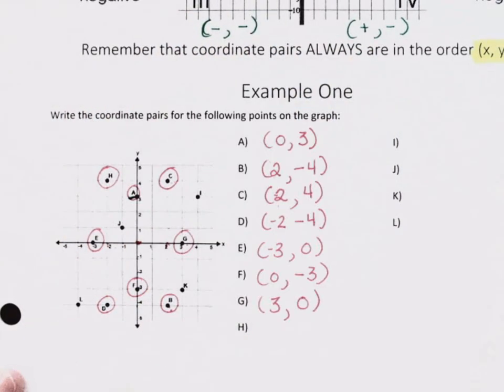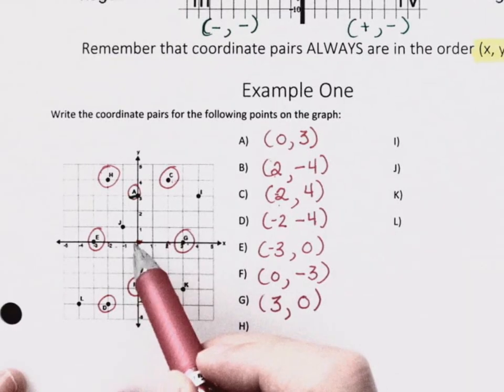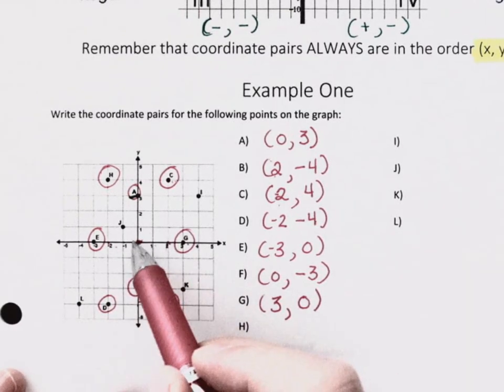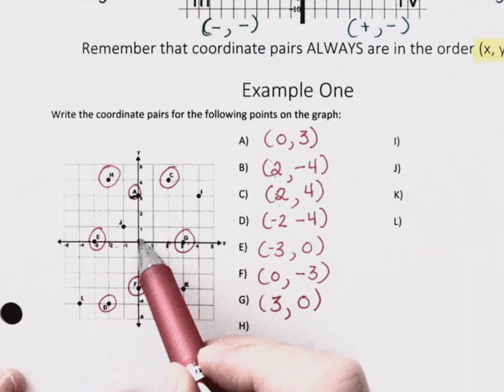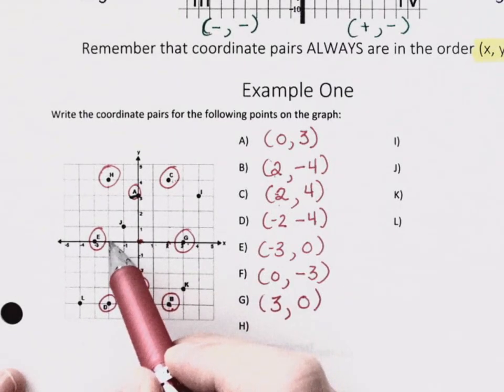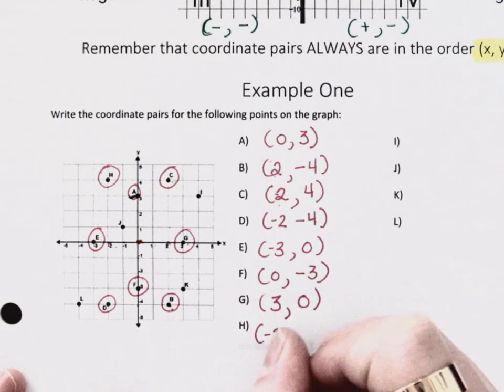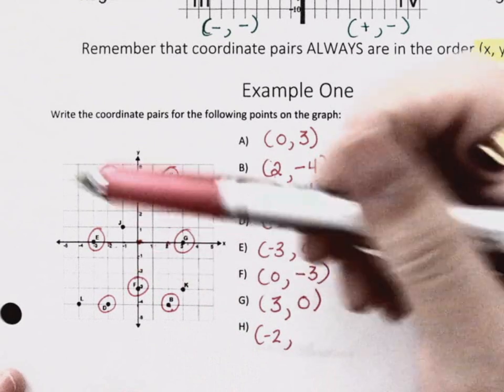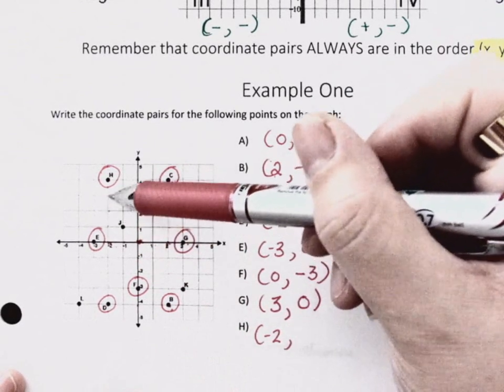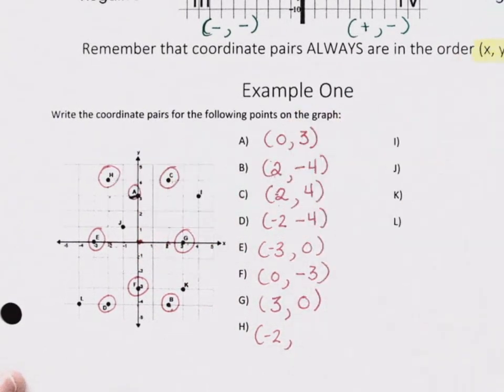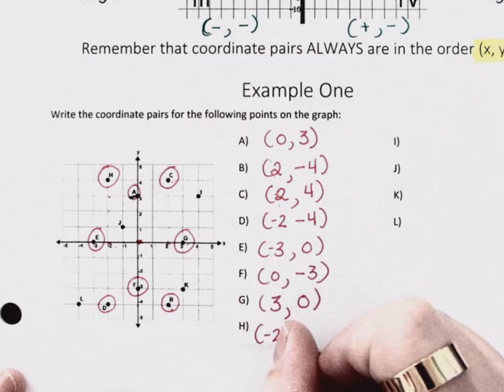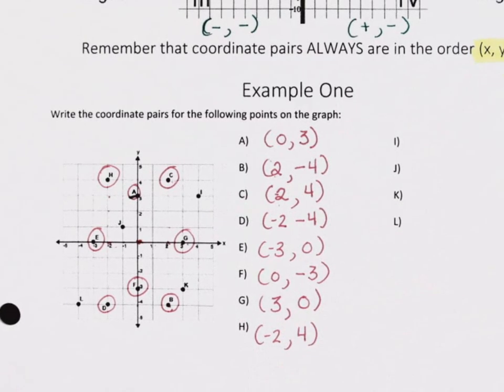H is, okay, so I got to read left to right first, so I'm going left from the origin, always starting at the origin, so 1, 2. So 2 to the left, so that's going to be a negative 2. And then I've gone 1, 2, 3, 4 up. So up is positive, so that's going to be negative 2, 4. All right, we're down to our last 4.